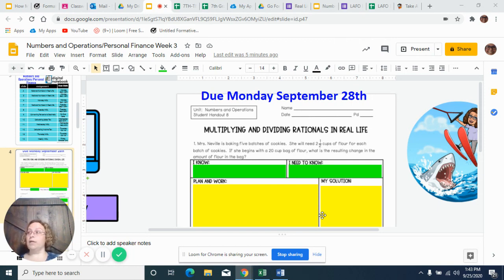But this week, we are doing multiplying and dividing rationals in real life. Last week, we talked about adding and subtracting. So this week, we are doing multiplying and dividing. So, just like what we talked about last week with your word problems, we are going to make sure that we understand what we know and what we need to know.